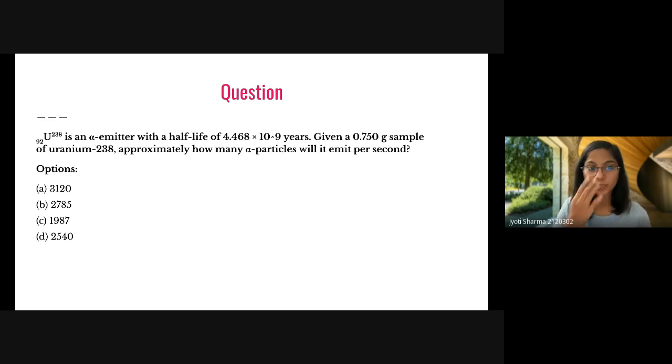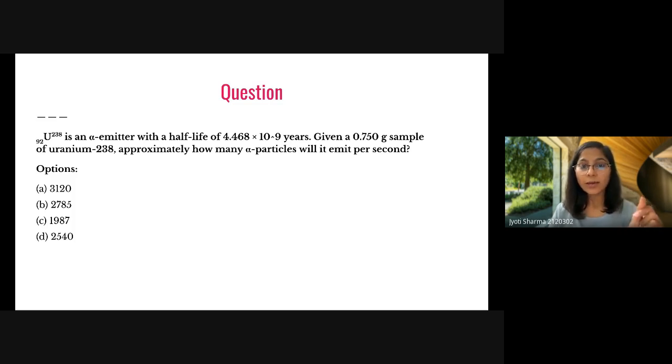Okay, the next question is, if we have uranium, atomic number 92, atomic mass 232, and this is an alpha emitter with half life 4.468 × 10⁹ years. And if we have a 0.750 gram sample of uranium 238, then you have to tell me approximately how many alpha particles it will emit per second. Keep in mind, one atom will emit one alpha particle.